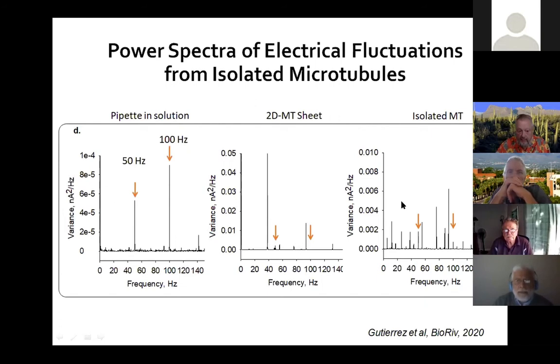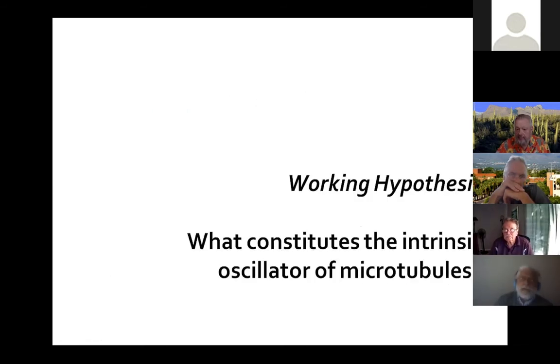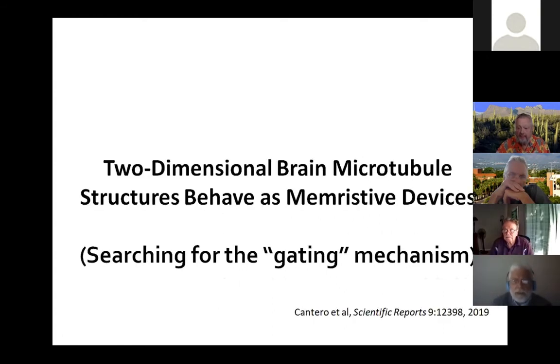I keep the same arrows to indicate where these would be in the 2D sheets and in the isolated microtubules. Obviously, this is much noisier. However, it's not necessarily because of the natural interference of the line. So the question is, what constitutes the oscillator, the acoustic oscillator of a microtubule? We've been looking for the gating mechanism.